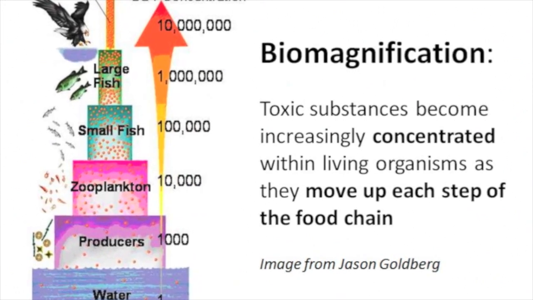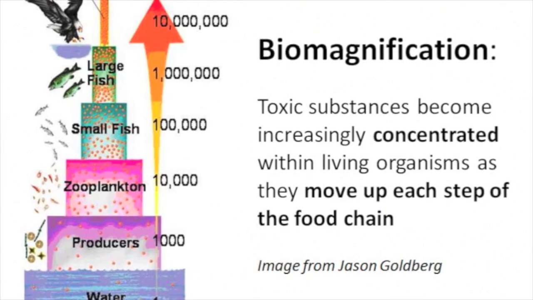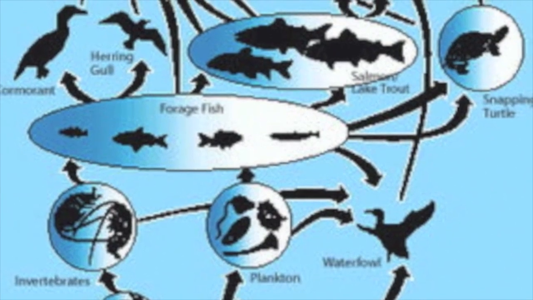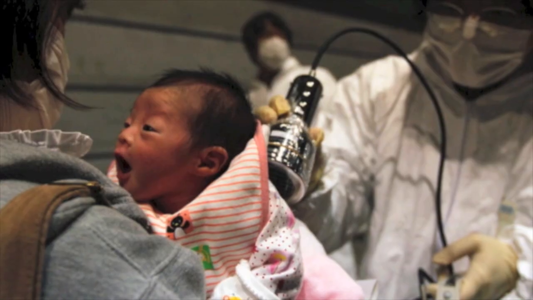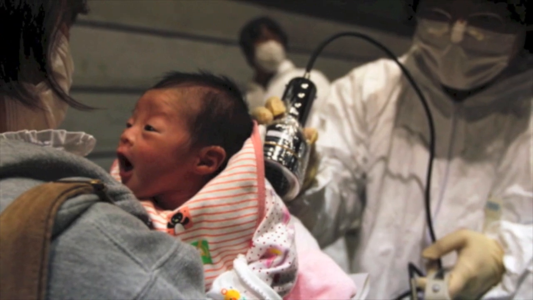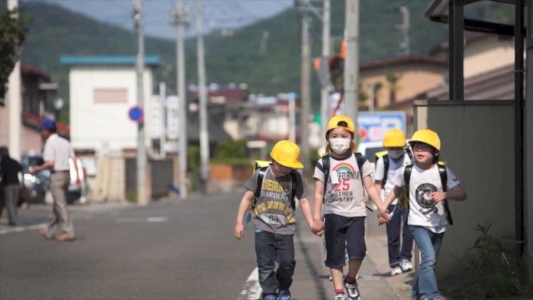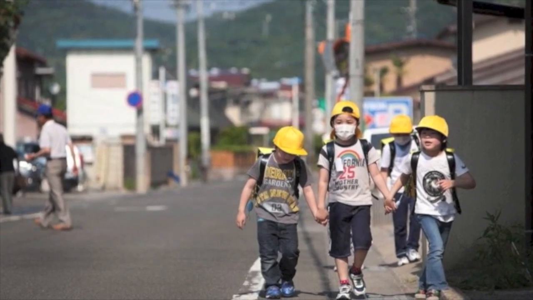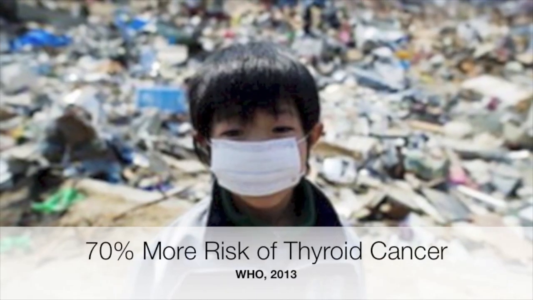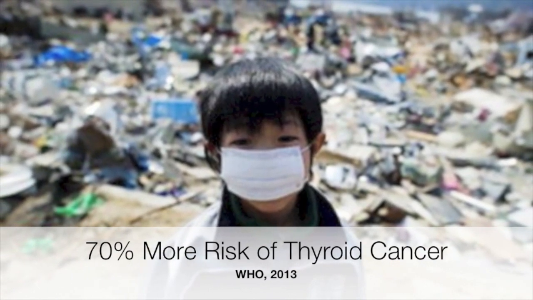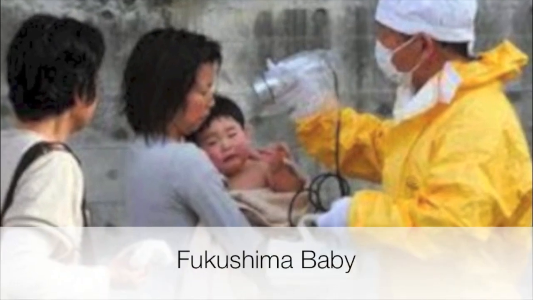Routine ingestion of foods contaminated with so-called low levels of radioactive cesium has been shown to lead to bioaccumulation in the heart, endocrine tissues, as well as in the kidneys, small intestines, pancreas, spleen, and liver. This process occurs much faster in children than in adults. In 2013, WHO reports indicate there could have been a 70% higher risk of developing thyroid cancer for girls and exposed infants.